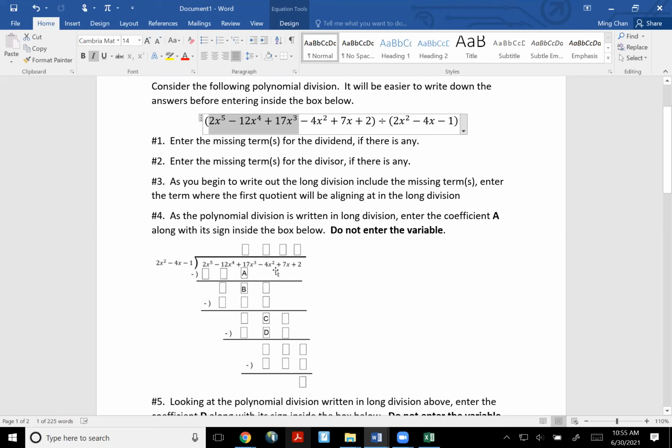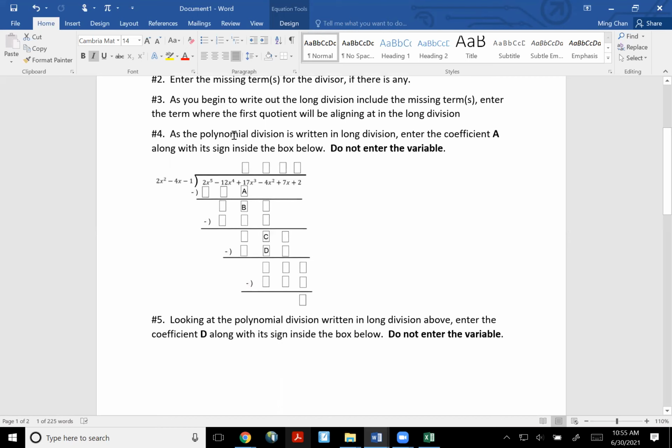Okay. So number 4, I want you to enter the coefficient a. No variables. Okay. So work out this entire problem and tell me what this coefficient a is going to be. Number 5, if you keep on working it down, tell me what the coefficient is for d. I don't need you typing variables, I just need you typing coefficients. So tell me what a is and what d is for number 4 and number 5, as you work out this entire problem.